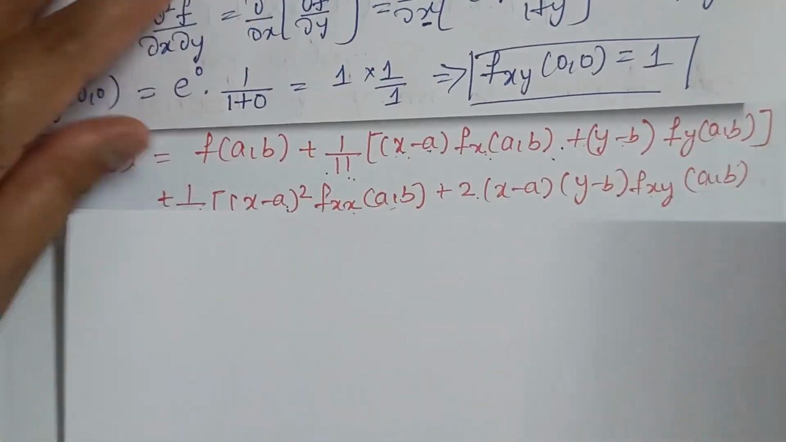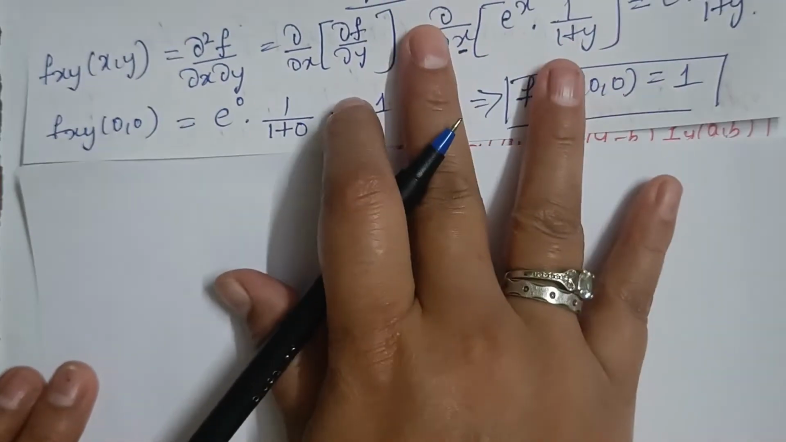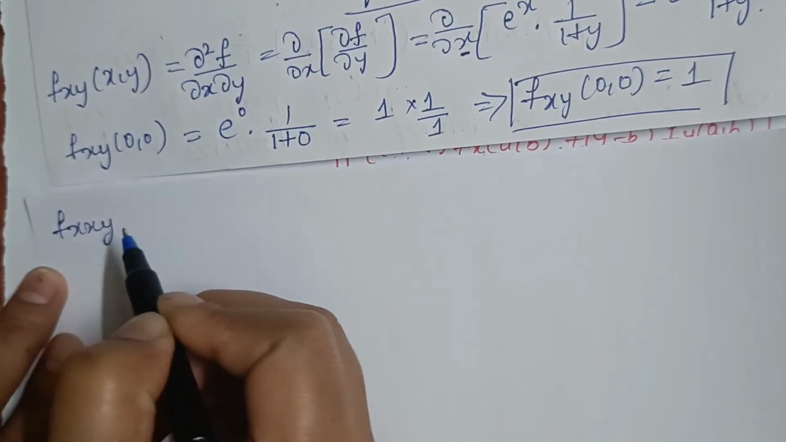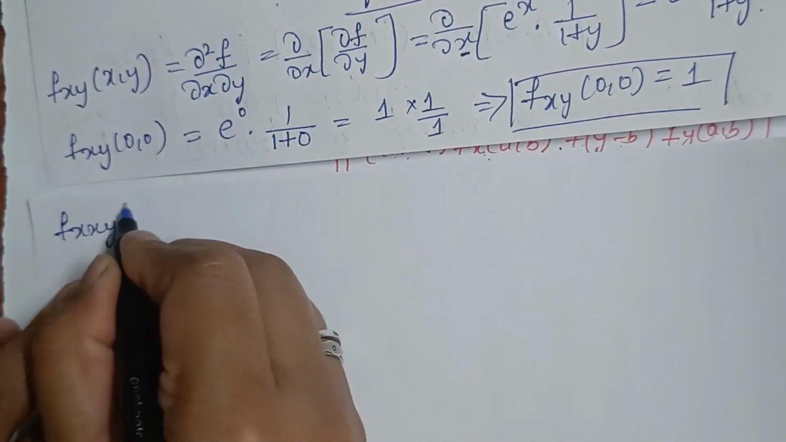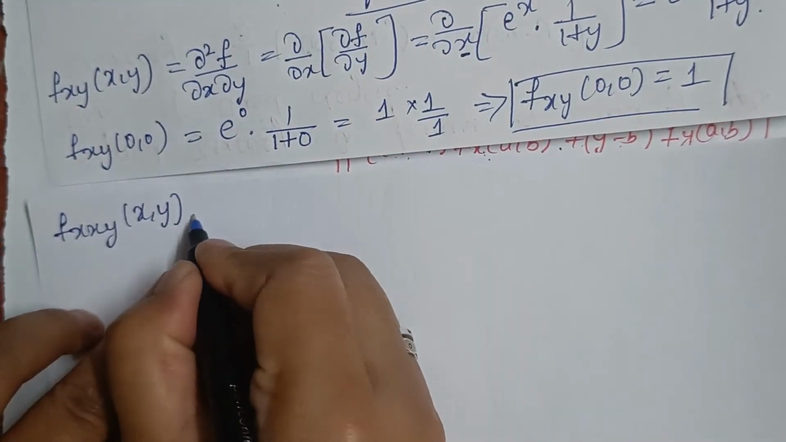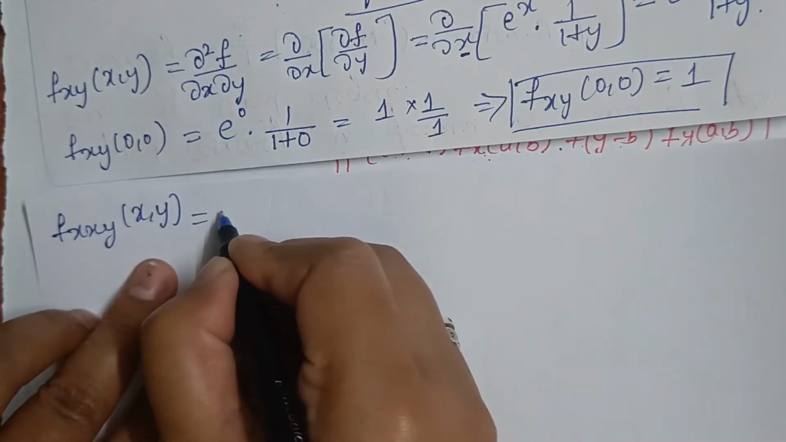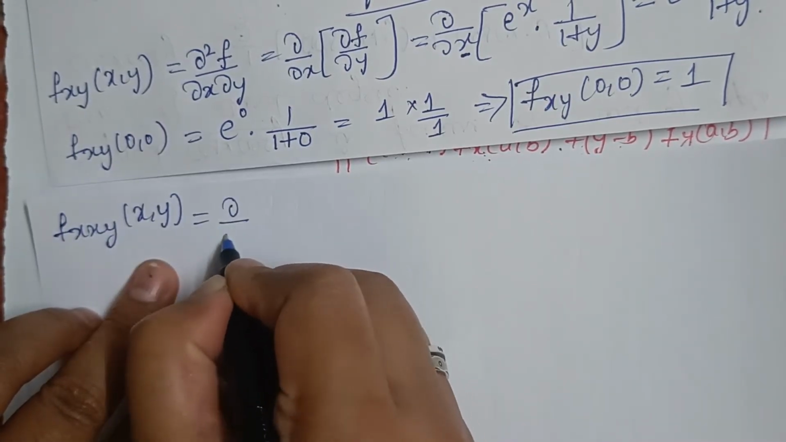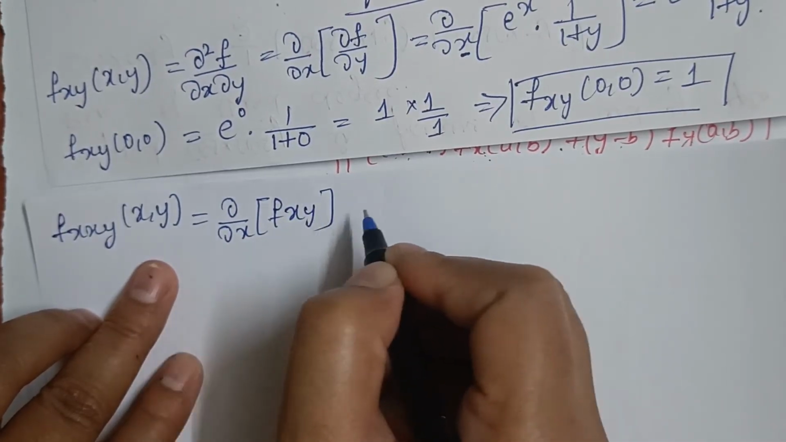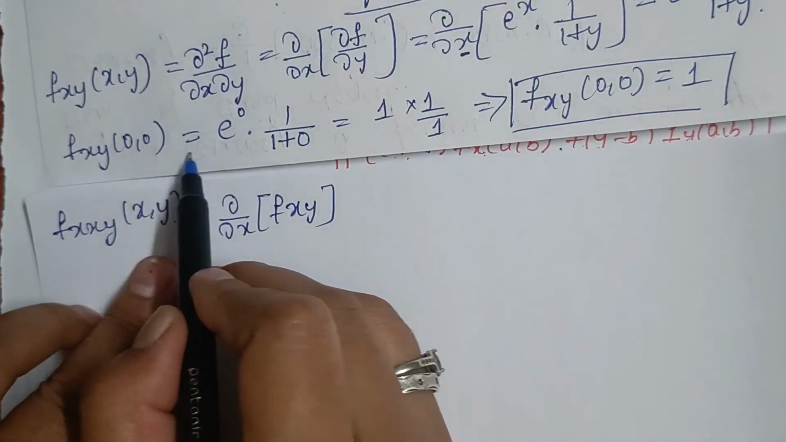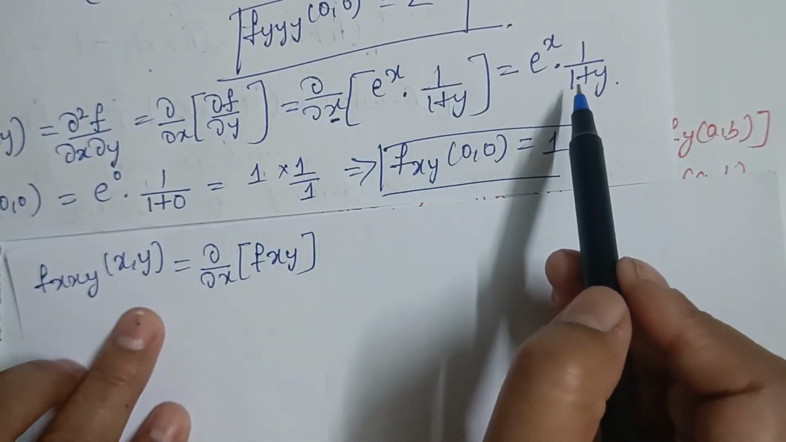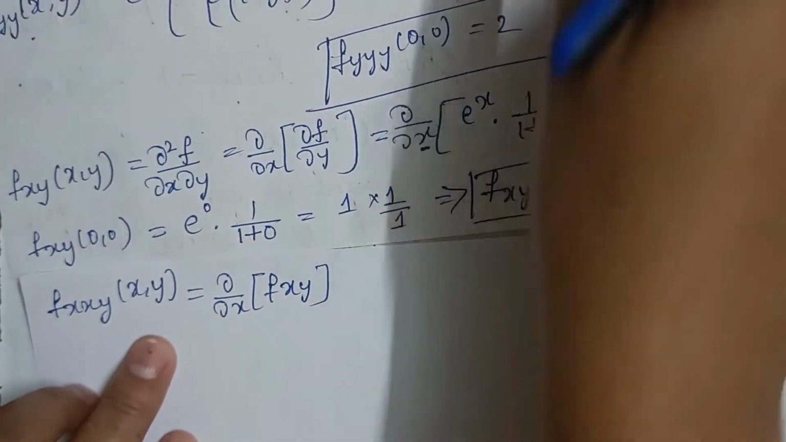Now I have to find f_xxy from the Taylor series you have expanded. These are the things we need to find to substitute in the Taylor series expansion. So this is nothing but, can I write this as ∂ by ∂x of the function f_xy? f_xy we already found here, right? That is nothing but e^x into 1 divided by 1 plus y. We already found this.